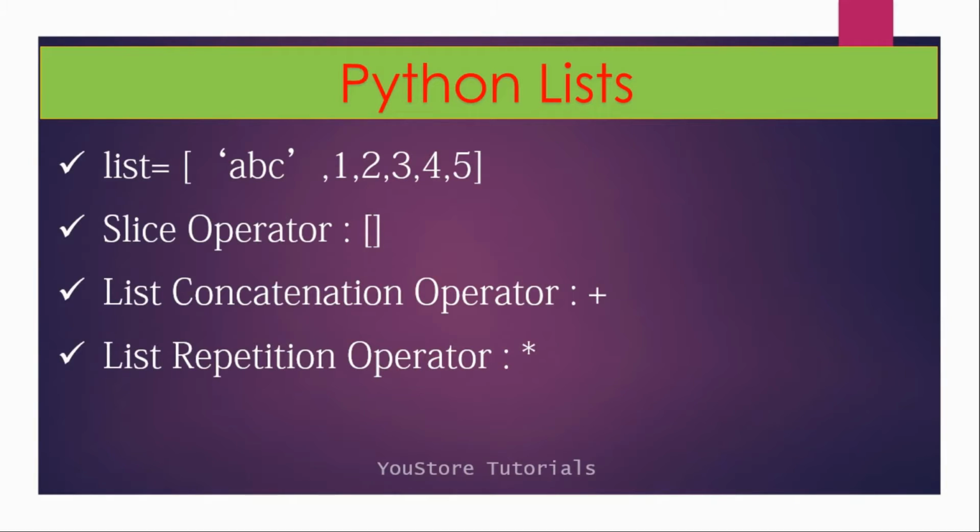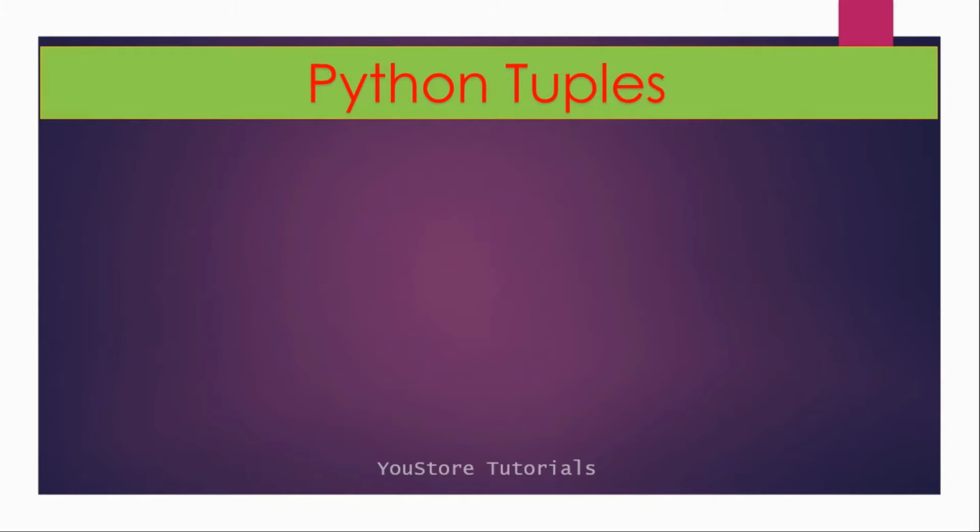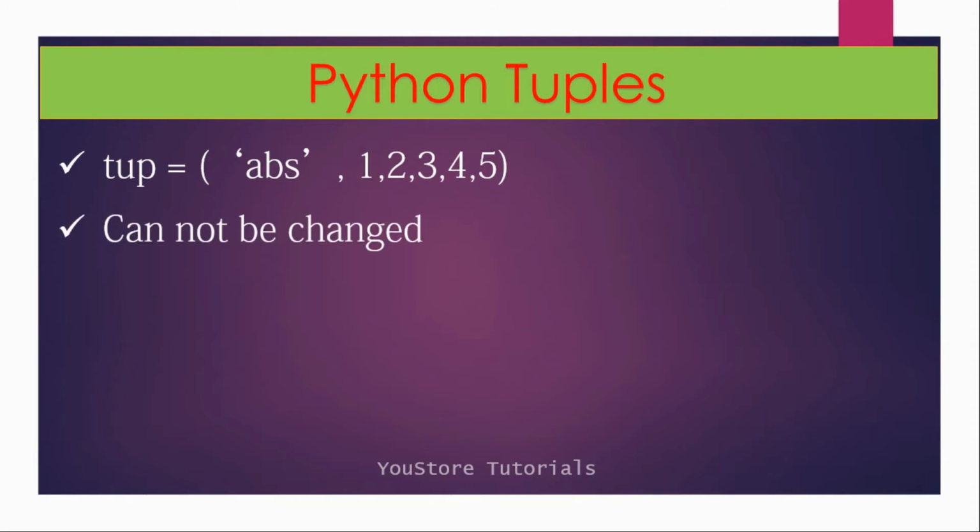The next standard data type of Python is tuples. A tuple is another sequence data type that is similar to the list. A tuple consists of a number of values separated by commas. Unlike lists, however, tuples are enclosed within parentheses, whereas lists are enclosed within square brackets. The main difference between lists and tuples is that lists are enclosed in square brackets and their elements and size can be changed, while tuples are enclosed in parentheses and cannot be changed. You can call a tuple a read-only list.